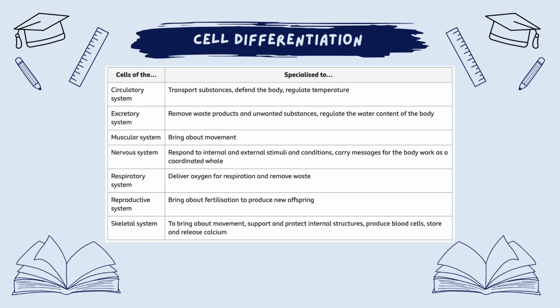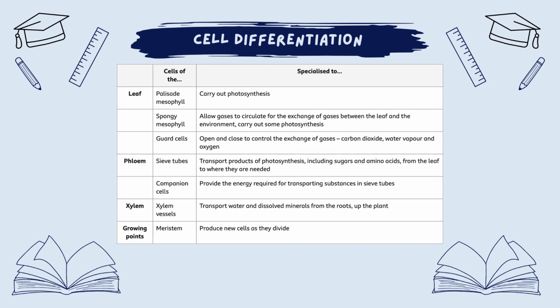On the screen is a table of all the specialized cells and their job. This is the list for humans, and next up will be the list for plants. And as promised, this is the list for plants.